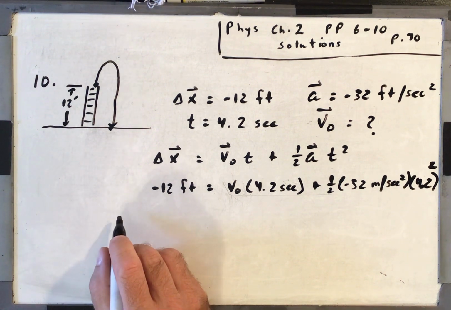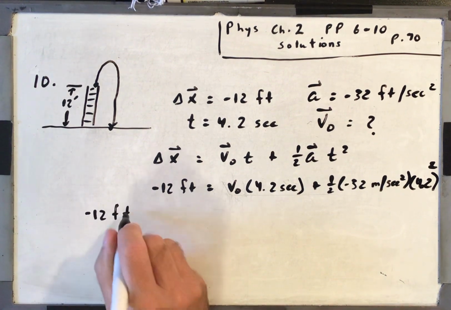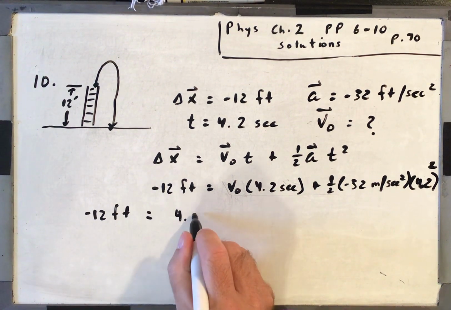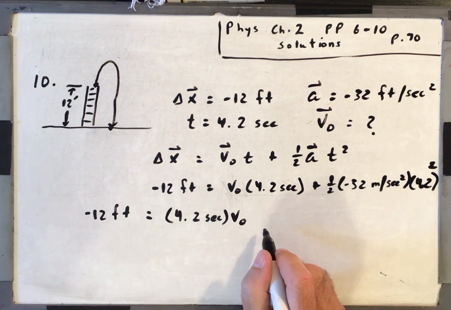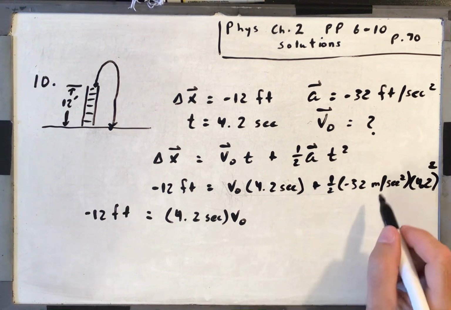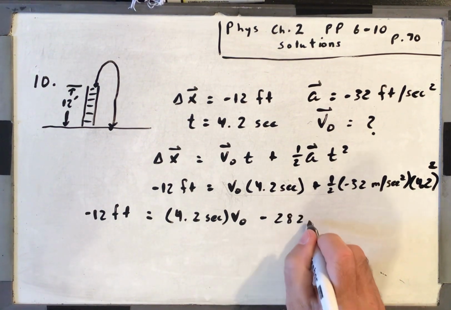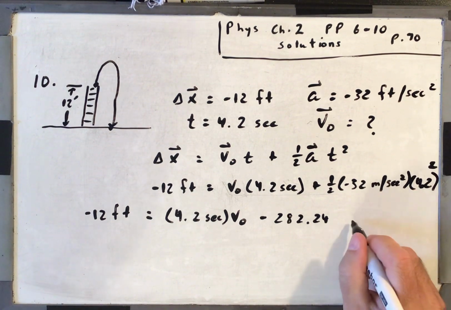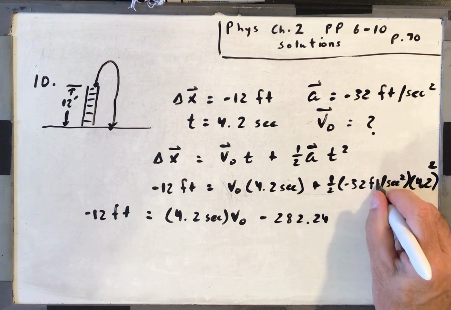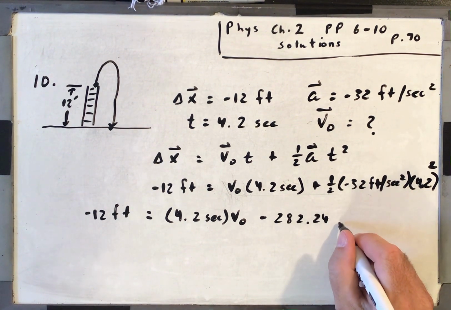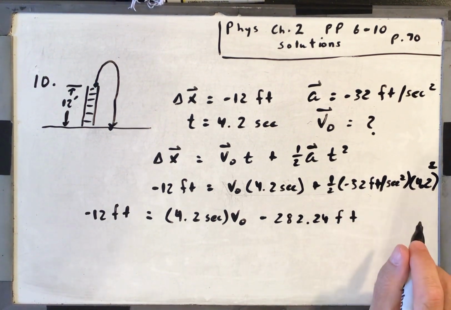Okay, so we would have negative 12 is equal to 4.2 times v naught. And then when you multiply out 1/2 times negative 32 times 4.2 squared, you get 282.24. And that is about 32. I'm sorry about that. That's feet. So the seconds and seconds squared would cancel. Second squared and second squared, so you'd have feet left here.